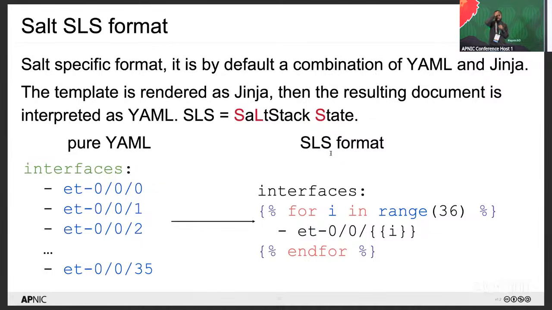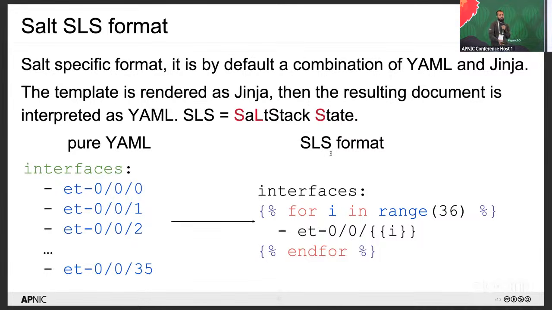Now the SLS as the Salt Stack state, this file format is a combination of YAML and Jinja together. So whatever rules you have seen in the first 3 examples, and then the second 3 sets of examples are for Jinja, it can be together.